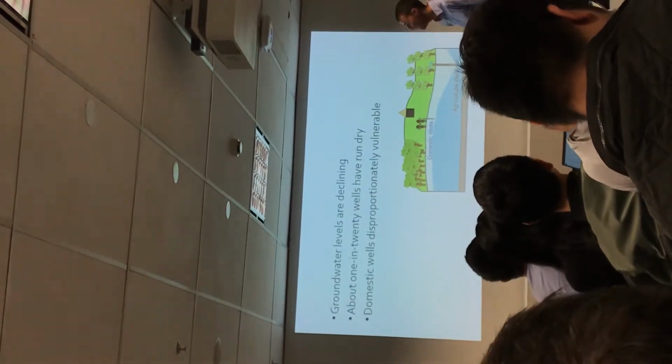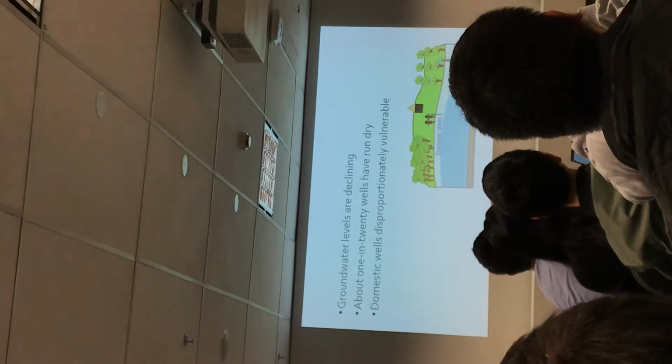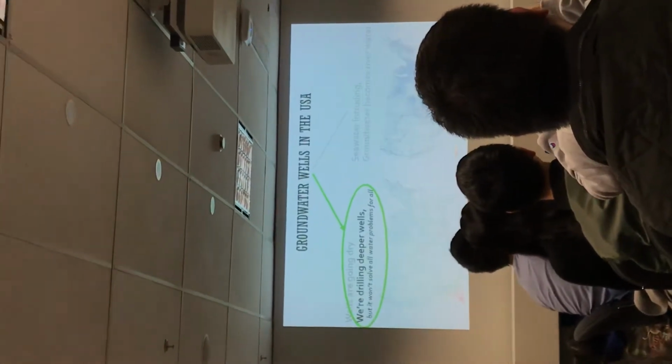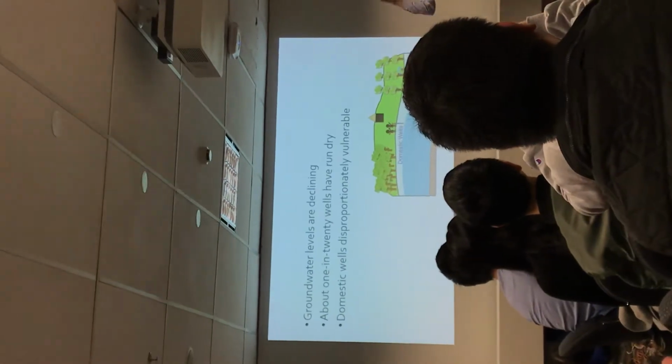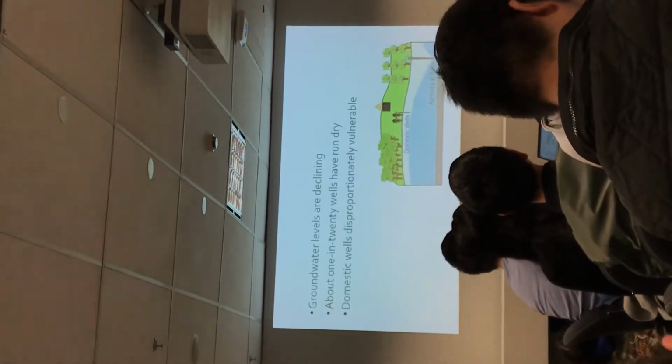Okay, so that's it. Groundwater levels are declining. About 1 in 20 wells have run dry. Domestic wells are disproportionately vulnerable. That wraps up the first part of the talk. Before I dive into the second part, does anyone want to share a comment or a question on this part?